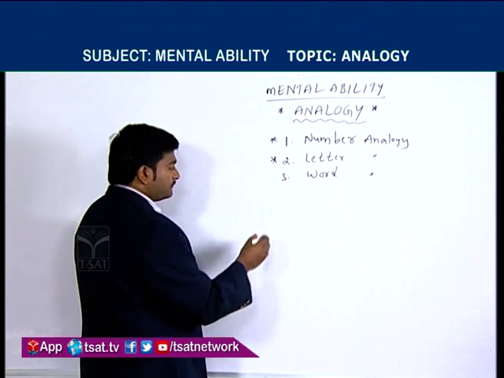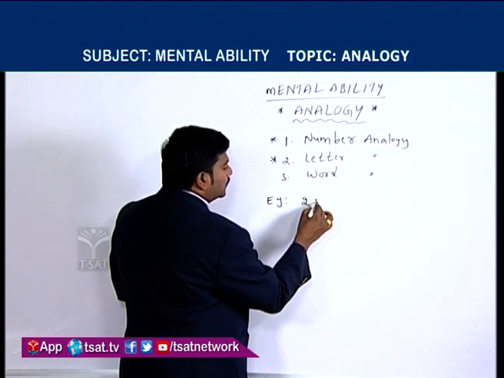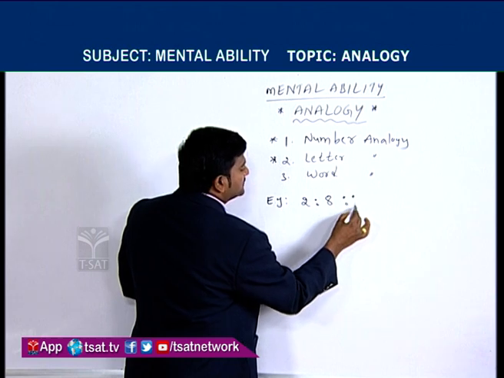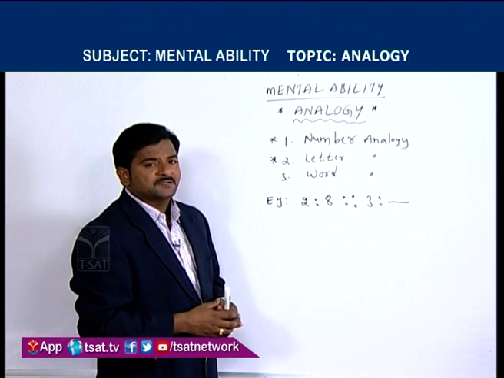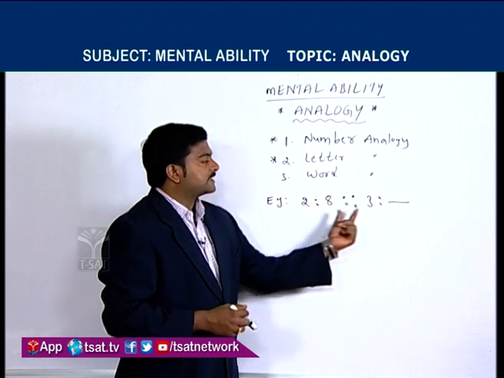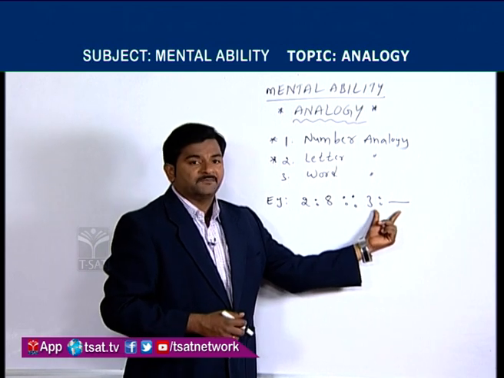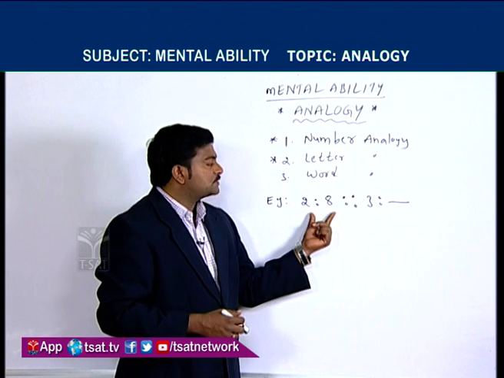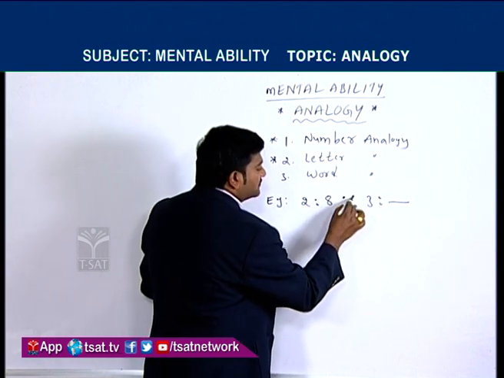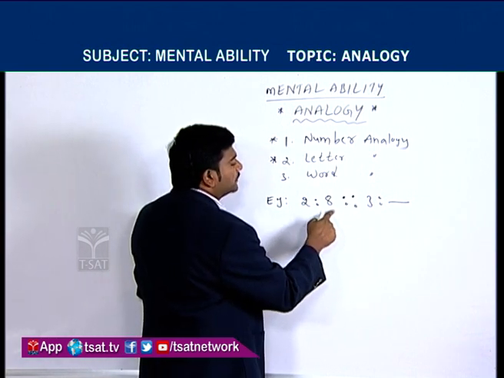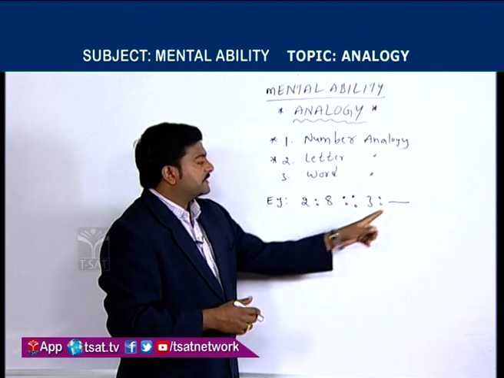For example, let's say I am taking one example. The question is given like this: 2:8 is as 3:dash. This is the simple question I have taken. Here two sets of numbers are given. This is one pair of numbers and this is another pair of numbers. These 2 pairs are separated by the symbol is as. Now we have to find out this blank part value.